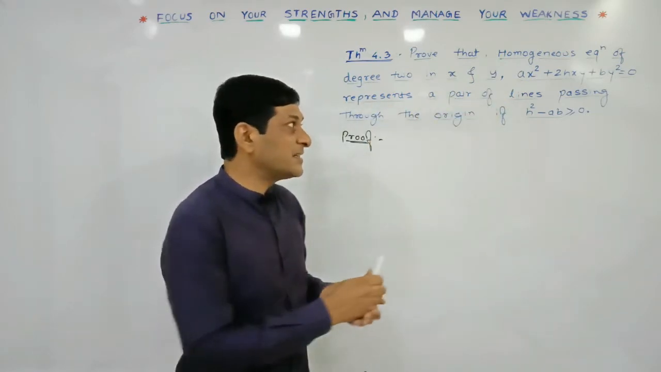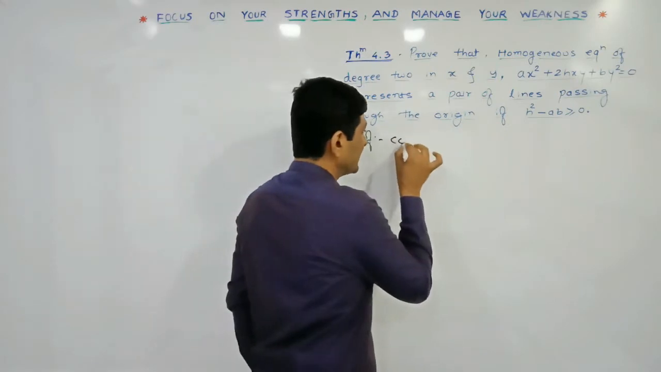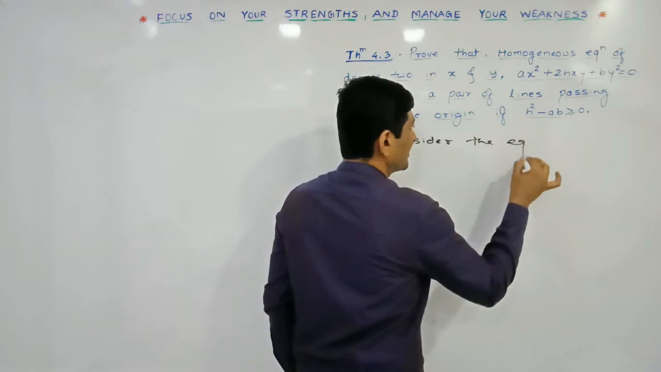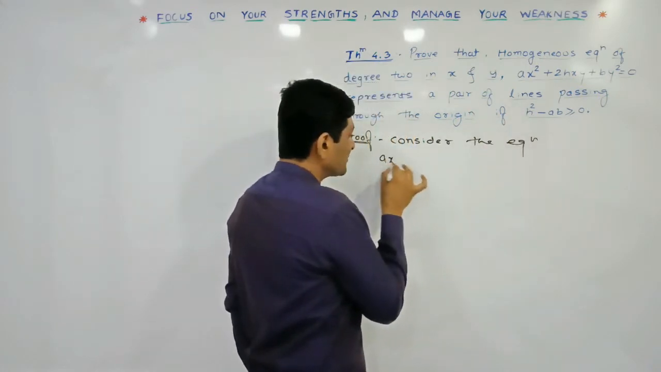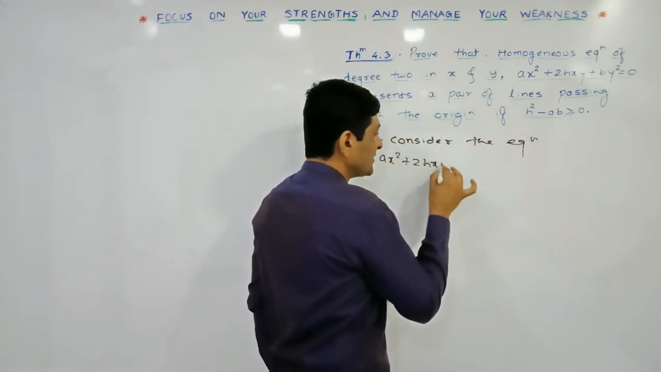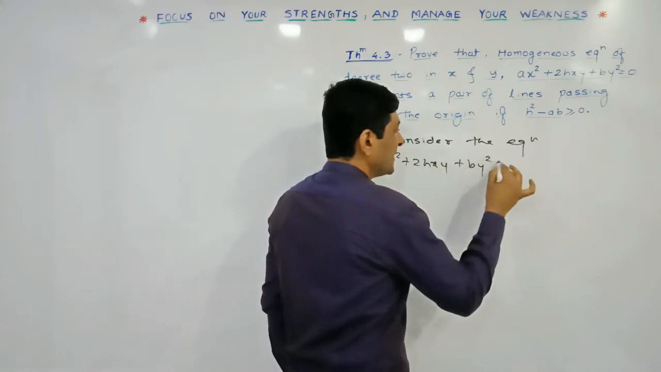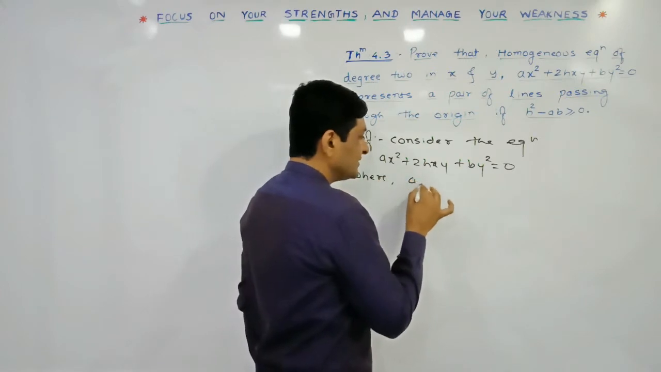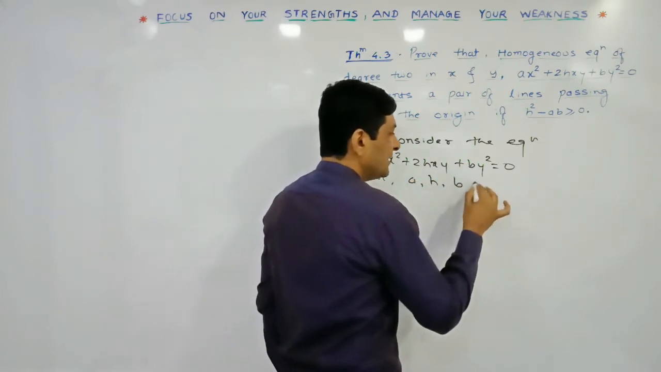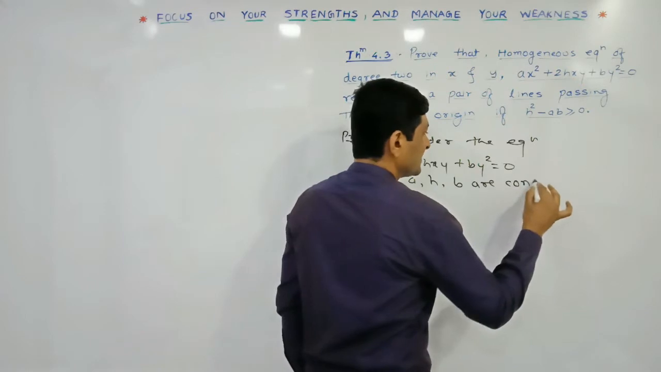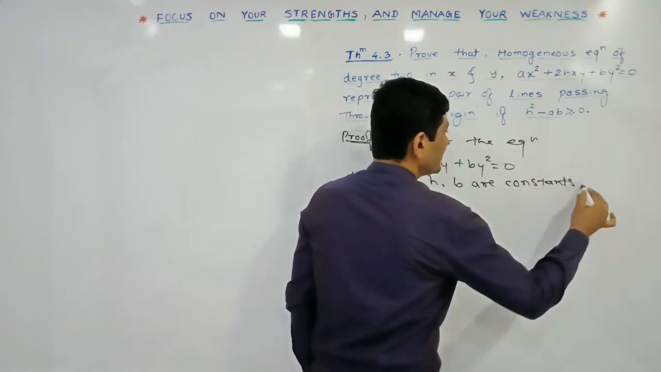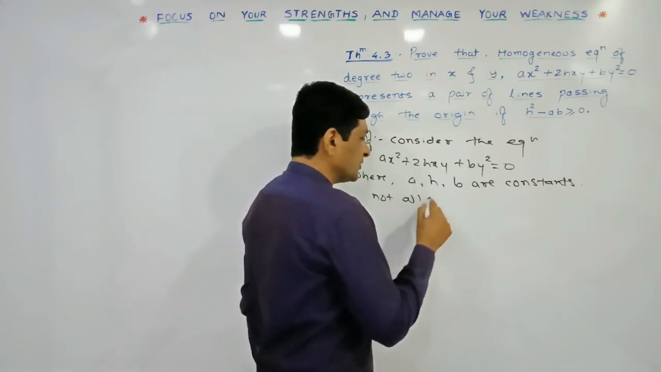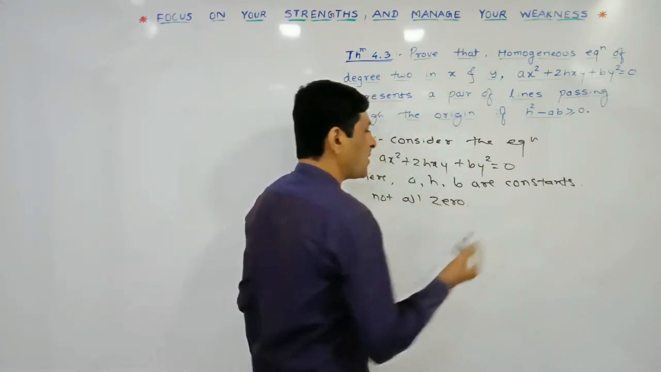So, first consider the equation ax square plus 2hxy plus by square is equal to 0, where a, h and b are constants. Constants mean they take values from the set of real numbers and are not all zero. Try to understand the meaning of not all zero.